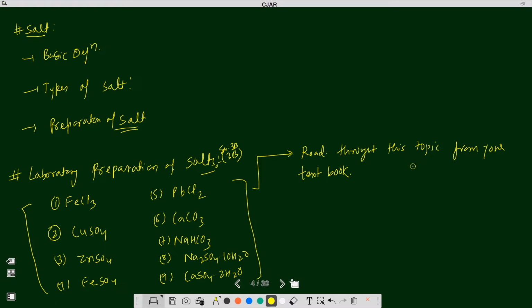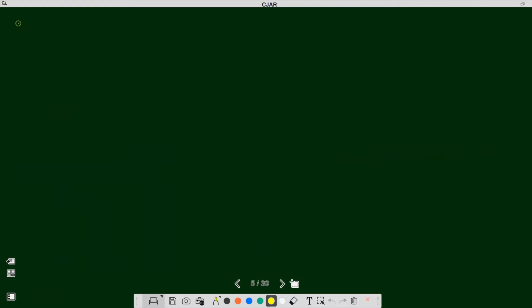Now in the salt part, the last part left is water of crystallization, like efflorescence and deliquescence. Have you ever heard about efflorescence and deliquescence? What does efflorescence mean? I think it is the crystalline deposit, sir. No, not like that.